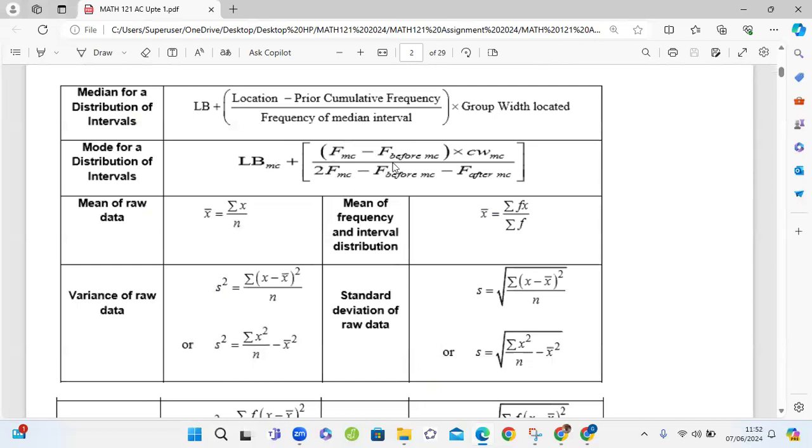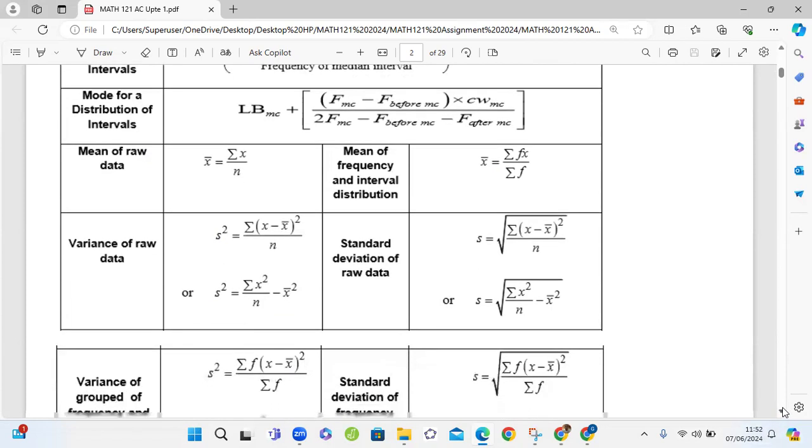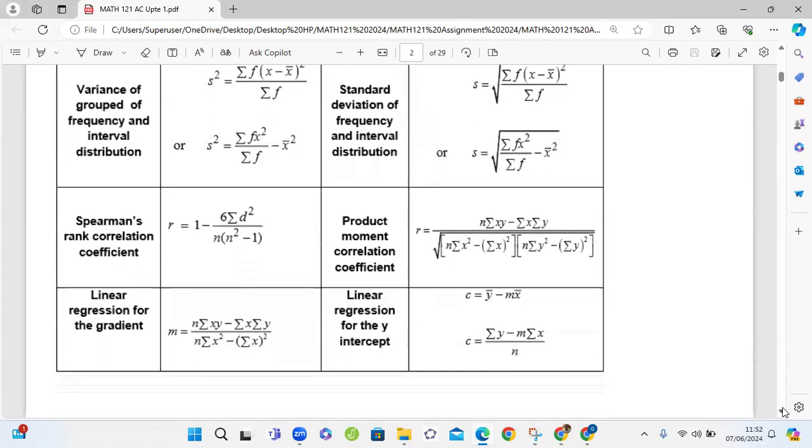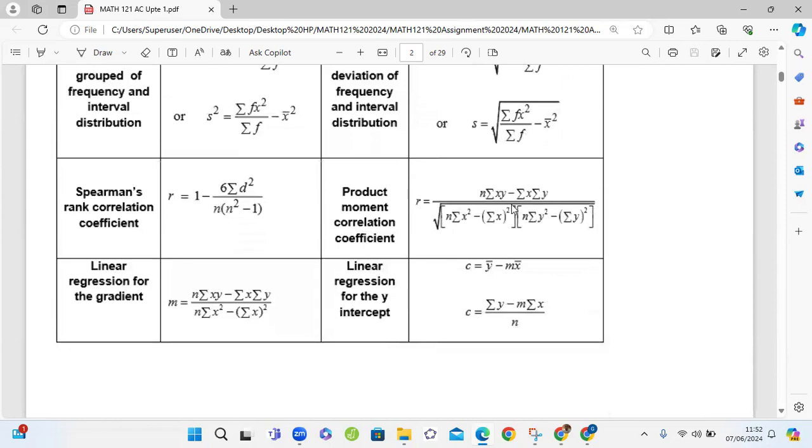Median for interval, mode for interval, mean for row and group, variance, standard deviation for row and group, method 1, method 2, Spearman's, Pearson's, linear regression, the gradient and the y-intercept.